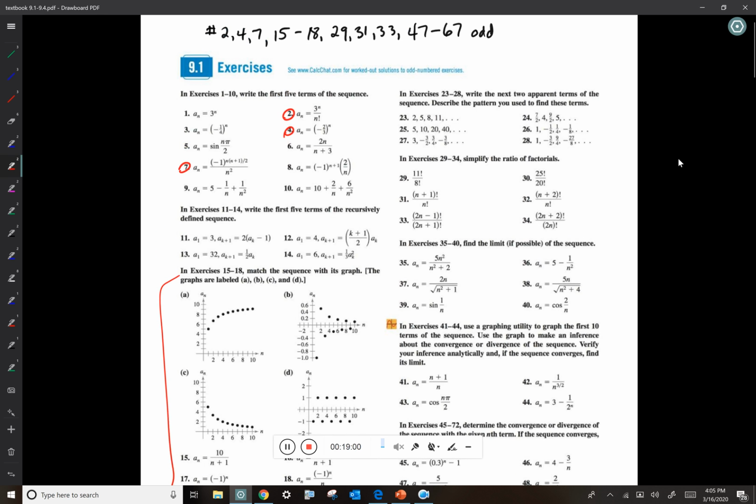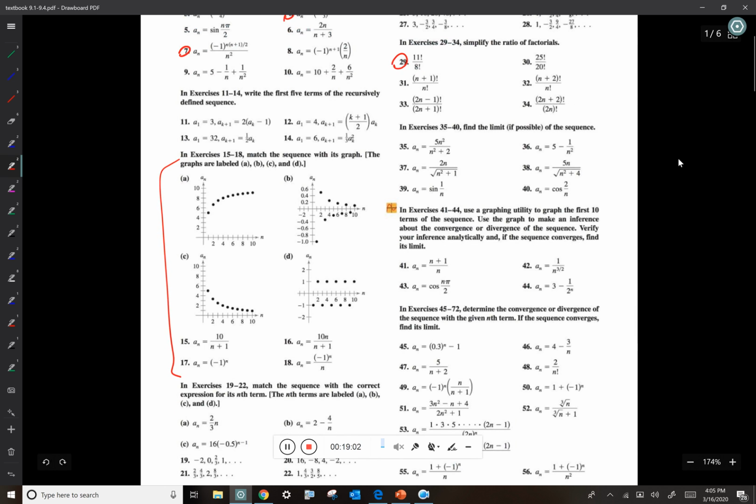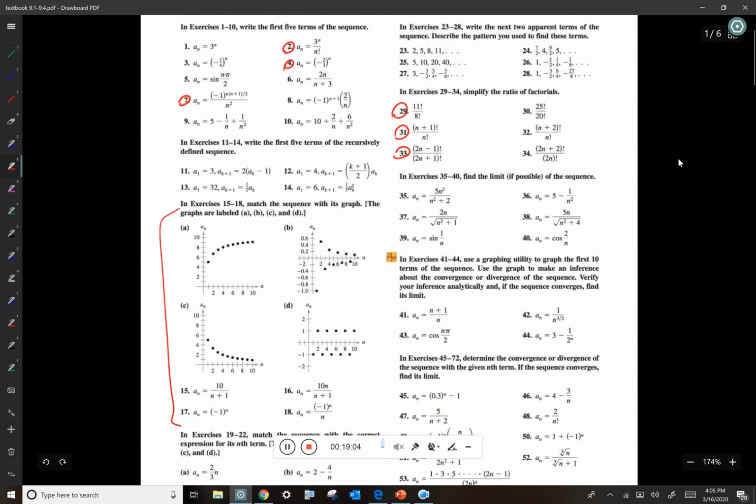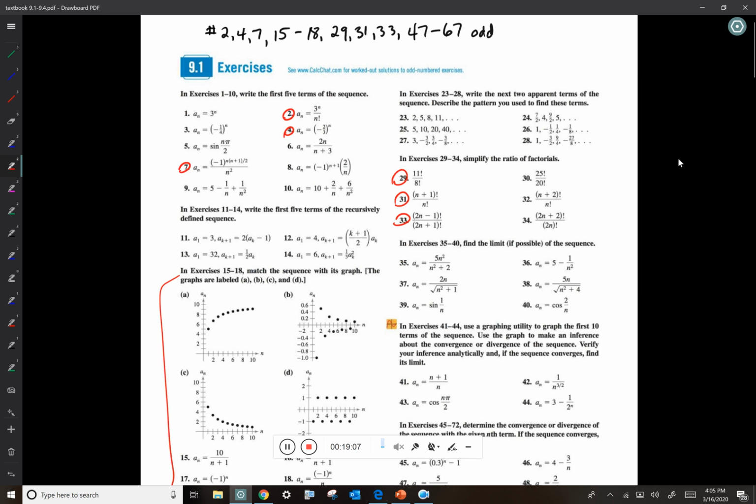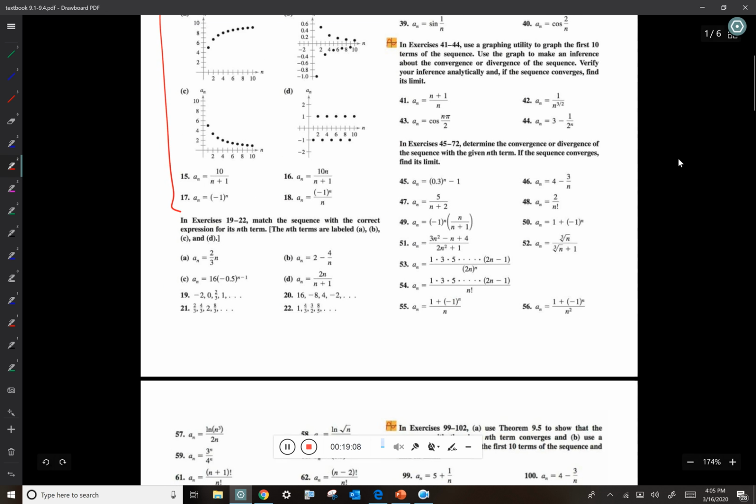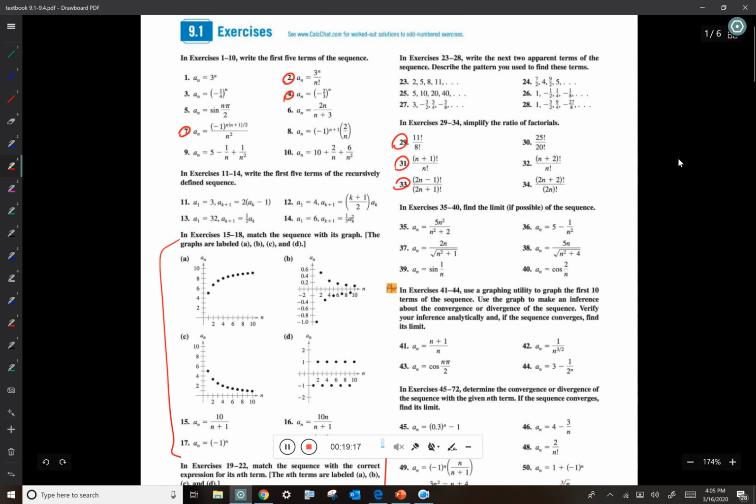Then 29, 31, 33, and this is all about simplifying factorials. And then 47 through 67 odd. So basically you're going to go down doing the odd problems, I'll let you take care of that. I do want to mention just a couple things. First of all, make sure you read the directions.